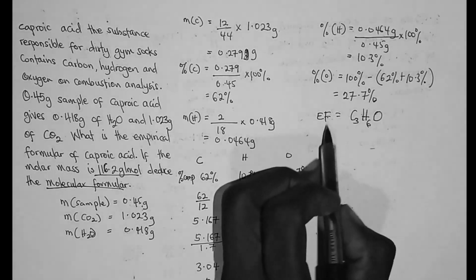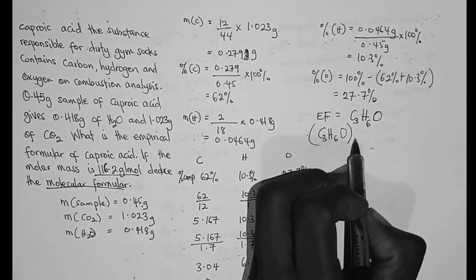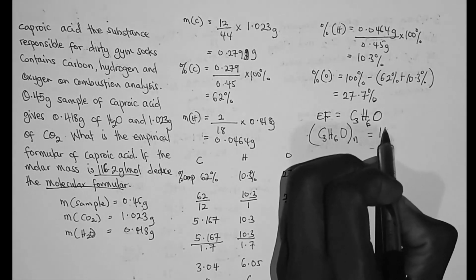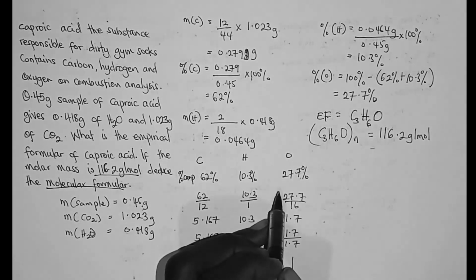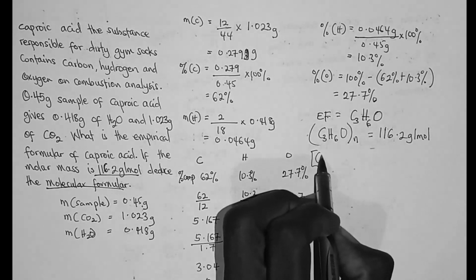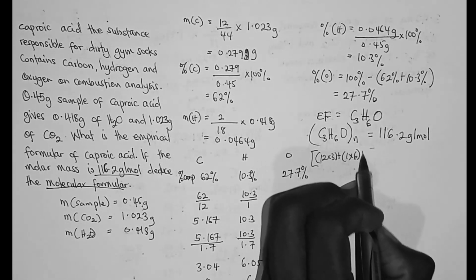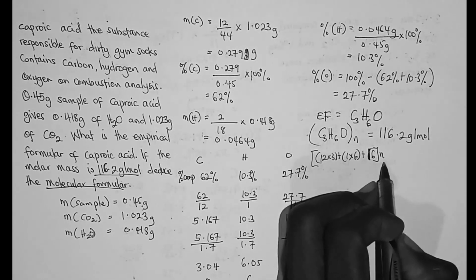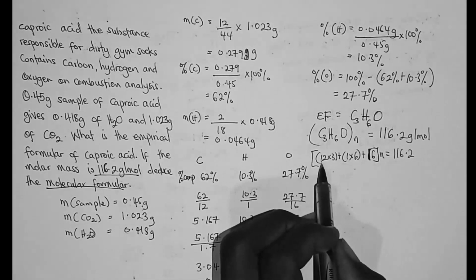per mole. But we know that the empirical formula C3H6O times a certain number n will give us the molar mass, which is 116.2 grams per mole. So let's find the value of n. The atomic mass of carbon is 12, so 12 times 3 plus 1 times 6 plus 16, then times n is equal to 116.2 gram per mole.